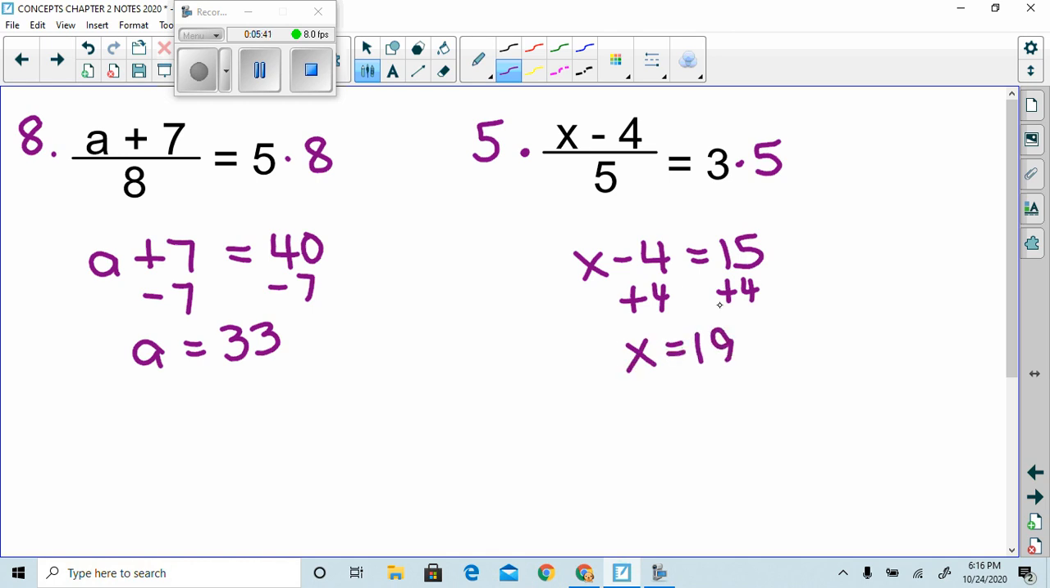Did you say we should check? We should. 19 minus 4 divided by 5. That gives me 15 divided by 5, which equals 3, and it works.